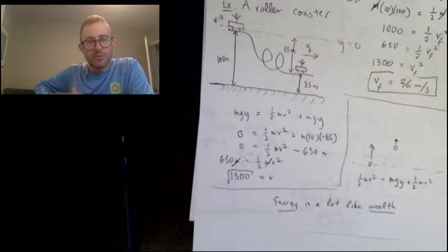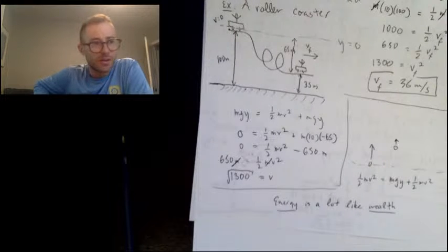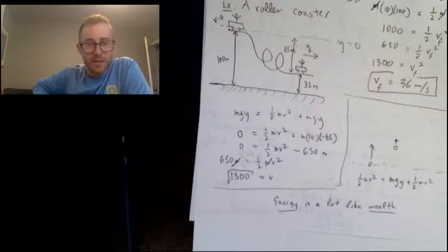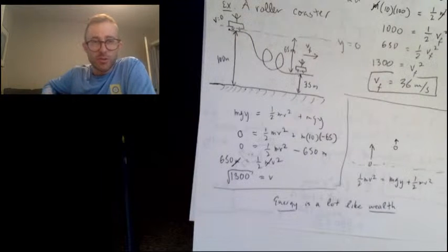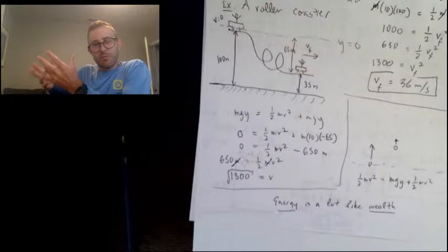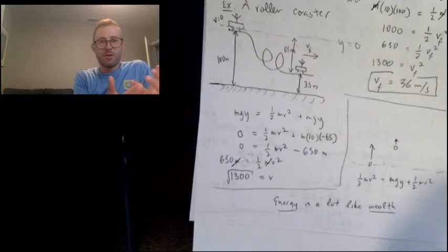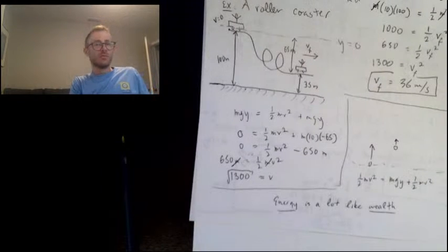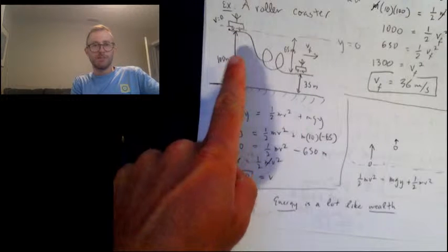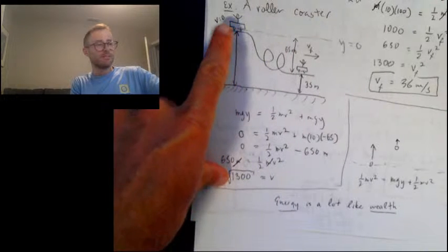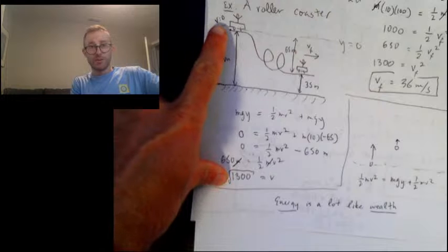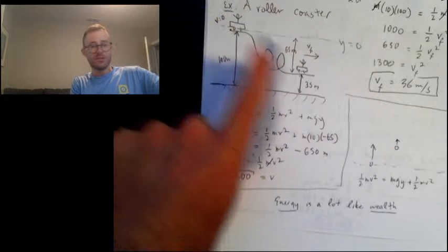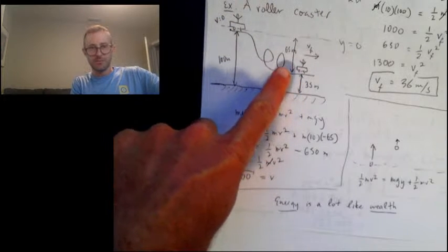Similarly, the different types of energy are like different types of wealth, and you can transfer between them. So what if I have a house and I sell it? I'm turning wealth in the form of property into wealth in the form of cash. Okay? Similarly, in the roller coaster, you are turning energy in the form of potential energy into energy in the form of kinetic energy. Okay?